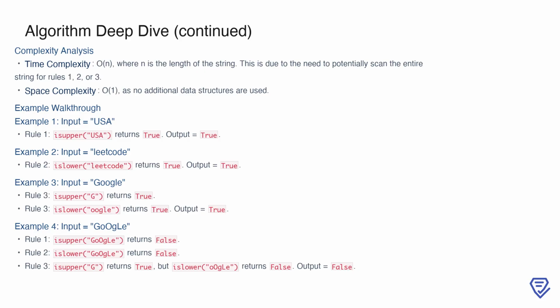However, for gOogle, none of the rules are satisfied. The first rule fails because not all characters are uppercase. The second rule fails because not all characters are lowercase. For the third rule, while the first character is uppercase, the substring is not entirely lowercase. Thus, the output is false. These examples illustrate how the algorithm systematically checks each rule to determine the result.